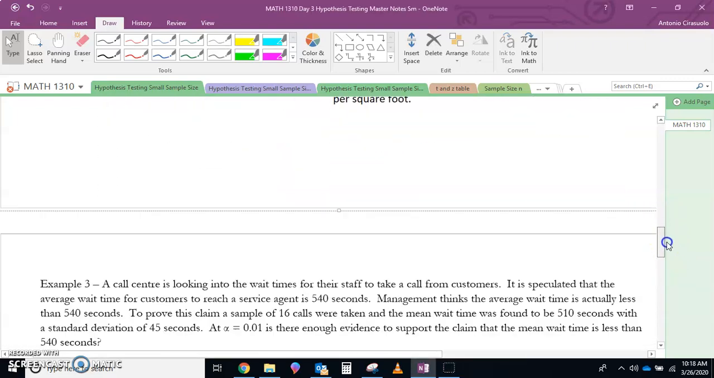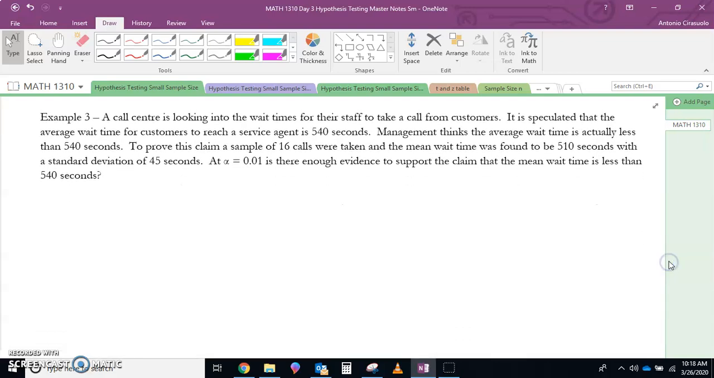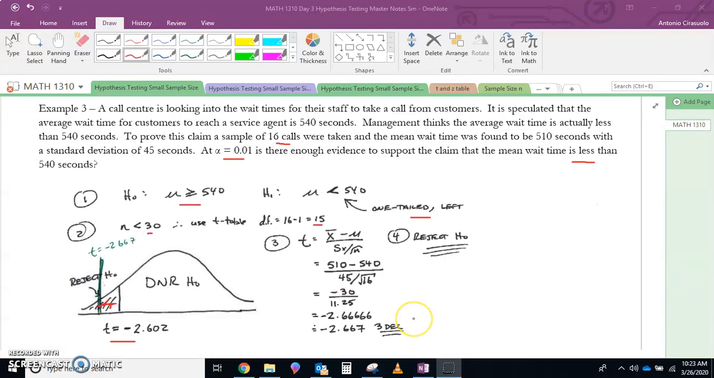Okay, so next example, see what you come up with, and I'm just going to put the solution down and walk you through it. So this is what I got for this question. It says a call center is looking into wait times for their staff to take a call from customers. It is speculated that the average wait time for customers to reach a service agent is 540 seconds. Management thinks the average wait time is actually less than, right? Less than. To prove this claim, a sample of 16 calls were taken, and the mean time was found to be 510 seconds with a standard deviation of 45 seconds.